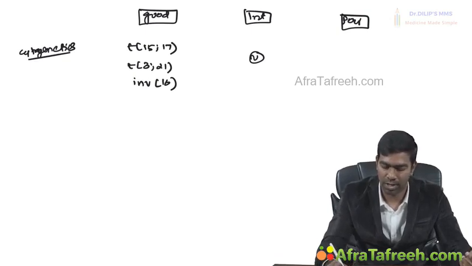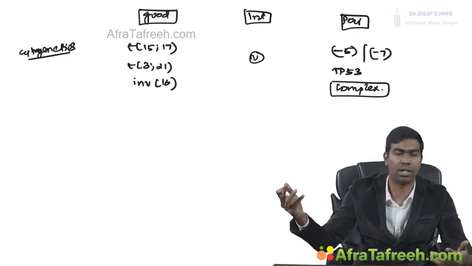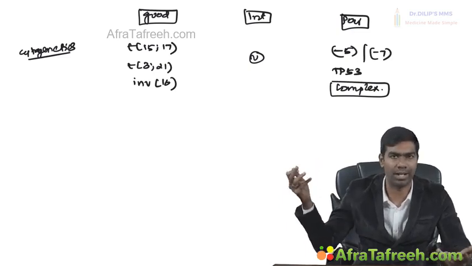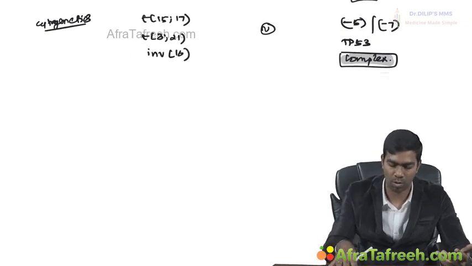Poor: definitely deletion 5, deletion 7, TP53 mutations, and complex karyotype. Complex karyotype means at least more than 3 unrelated abnormalities. Separate genes are affected, at least more than 3 unrelated genetic defects. This is what we call complex cytogenetic changes, and again it's going to have very poor prognosis.